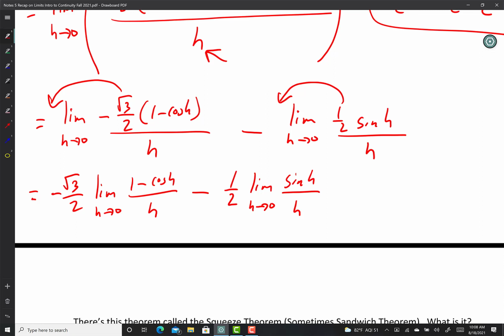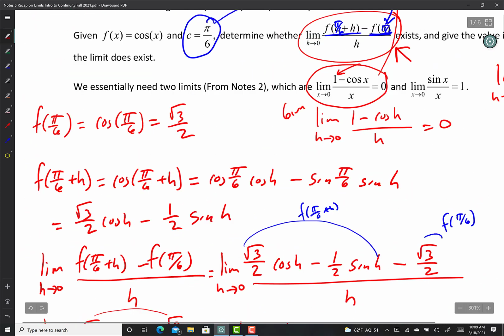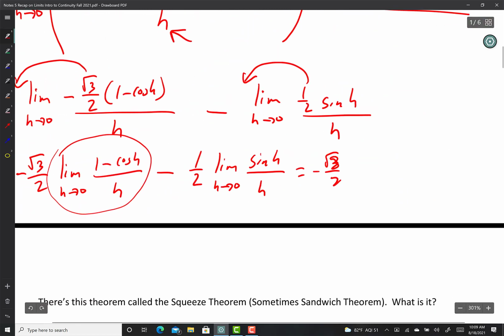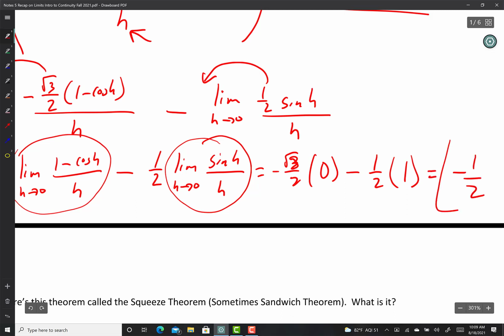Yes, you can do it without moving it over. Okay. Next, this looks a lot cleaner now. I have negative square root of 3 over 2. All this right here is just what? It's just 0. So I have 0 minus 1/2. And all this right here is just what? 1. So my final answer is just negative 1/2.